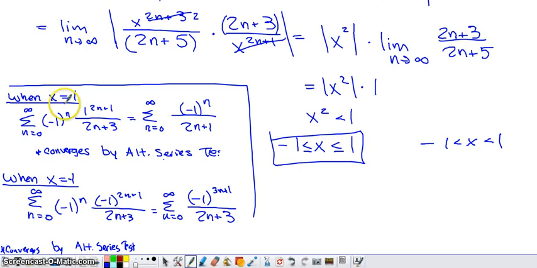And so when you put 1 in place of the x in the series, that gives you this. 1 to a power is just 1. So really you get this. And if you think about it, this is very similar to the alternating harmonic series. You could use the alternating series test to show that this series converges.